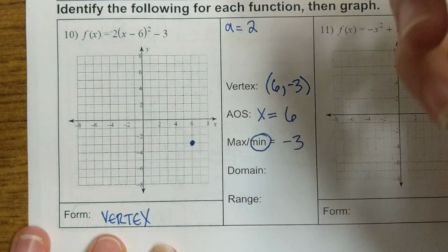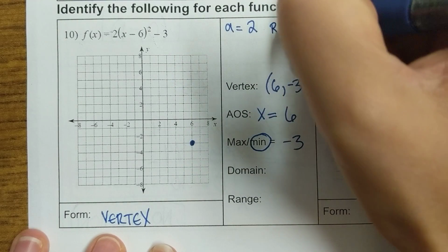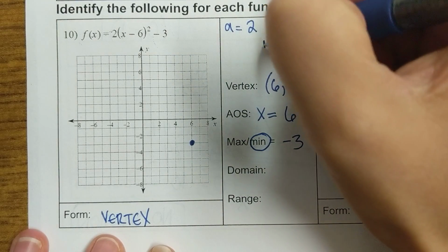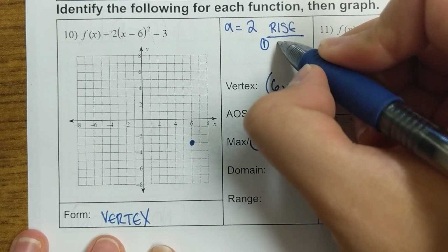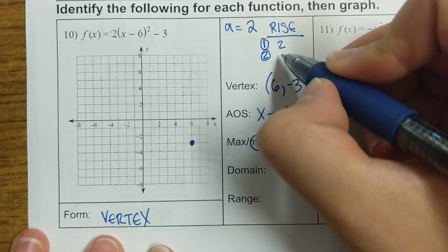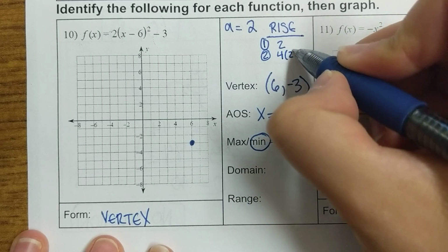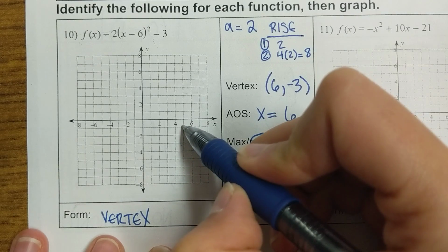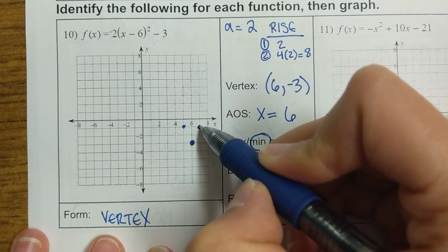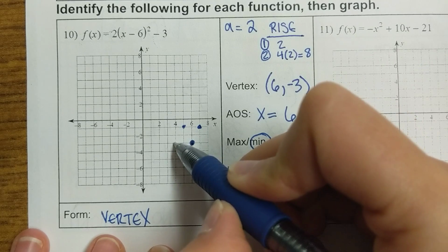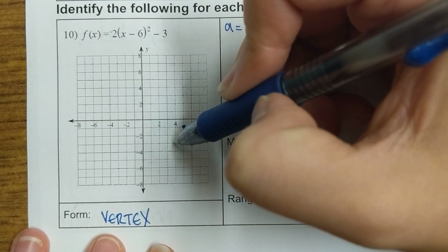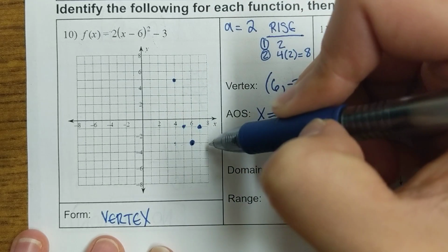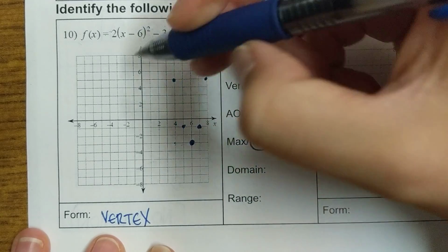All right. Let's graph the rest of them. I use a to help me find the rise. So 1 unit away from the vertex, I will rise a amount of units. 2 units away from the vertex, I will rise 4a, so 8 units. So from the vertex, go to the left 1 and rise 2. Go to the right 1 and rise 2. Go back to the vertex, go to the left 2 and rise 8. Go back to the vertex, 2 to the right, and rise 8.